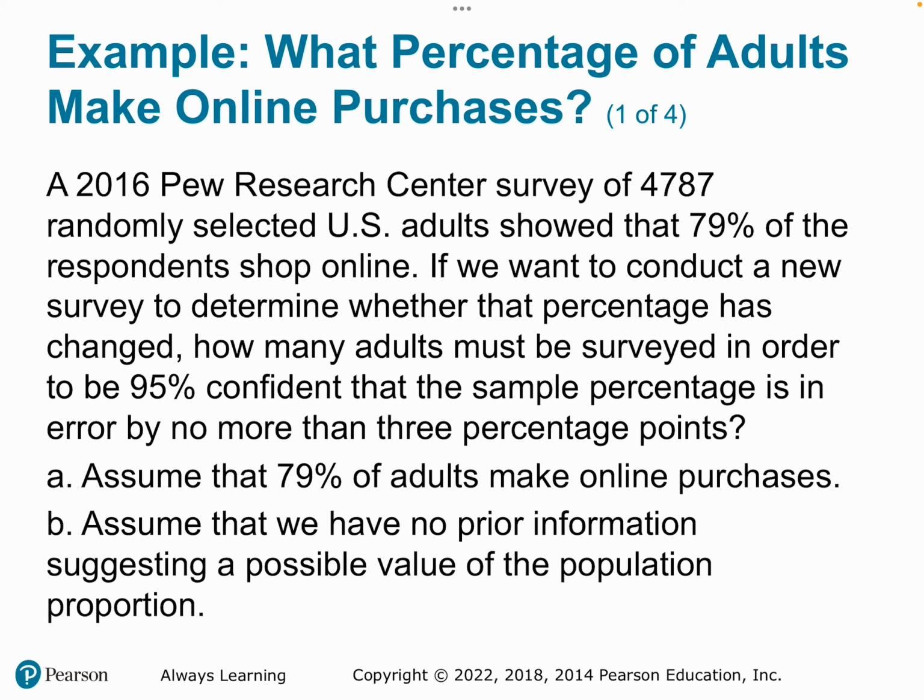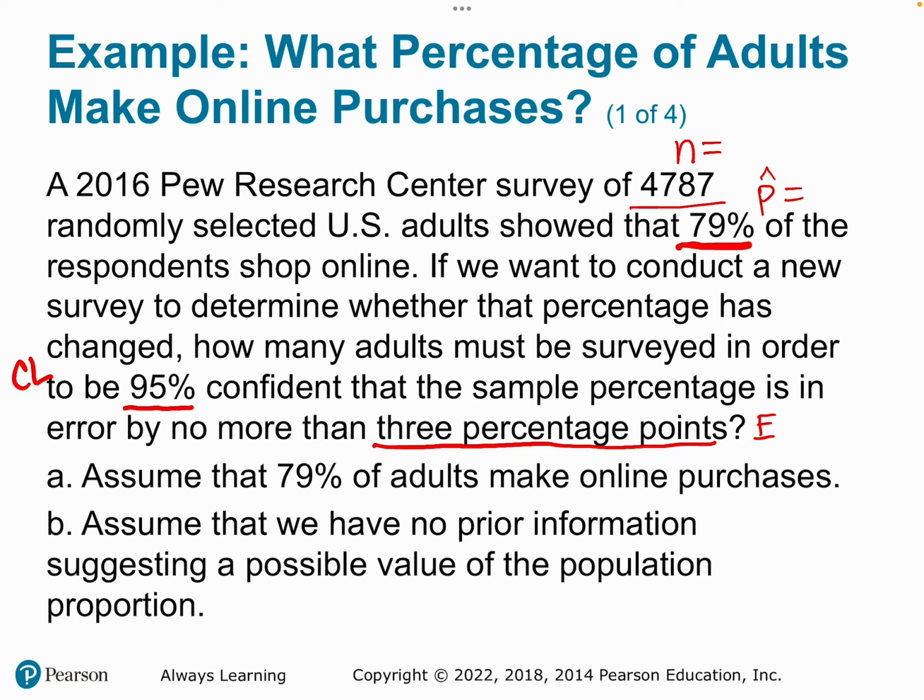First, we have 4,787. That is our sample size n. Secondly, our previous study said that 79% of the sample said that they shop online. That's going to be our previous p hat. Next, they want us to be 95% confident, so that is our confidence level. Finally, they want us to be in error by no more than 3 percentage points, so that is going to be our margin of error E.